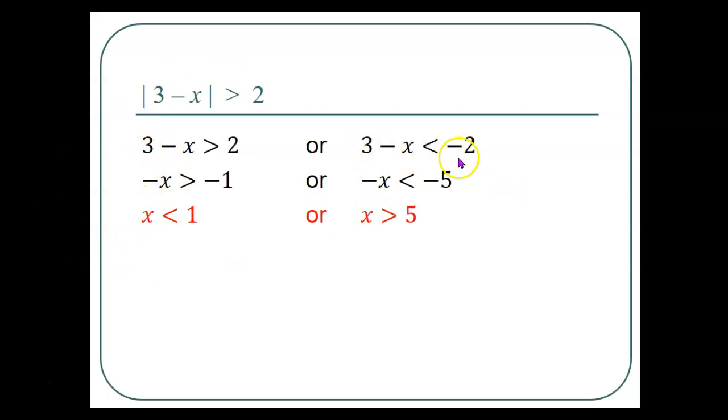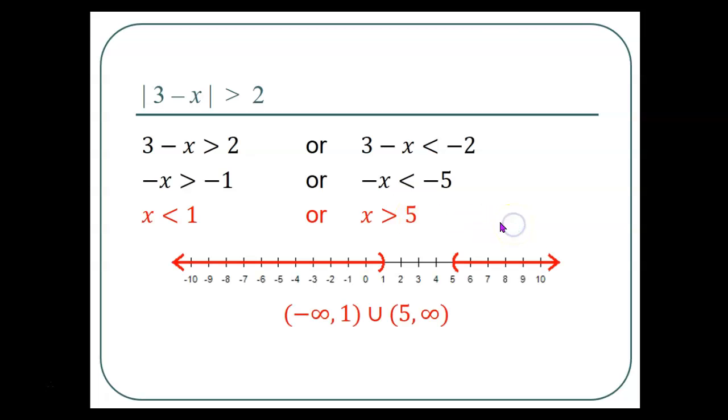Or here, subtract 3 on both sides, we get -x is less than -5. Divide both sides by -1 and flip the direction of the inequality. X is greater than 5. On the number line, x could be less than 1, or x could be greater than 5. So the interval notation has to be in two separate pieces. We have the interval from -infinity to 1, together with union the interval from 5 to infinity.